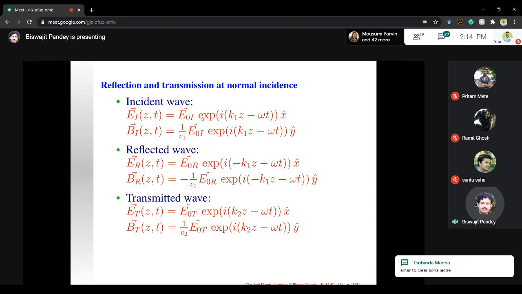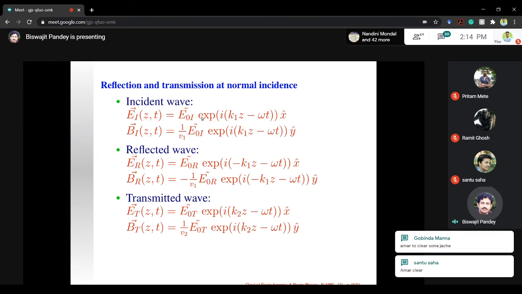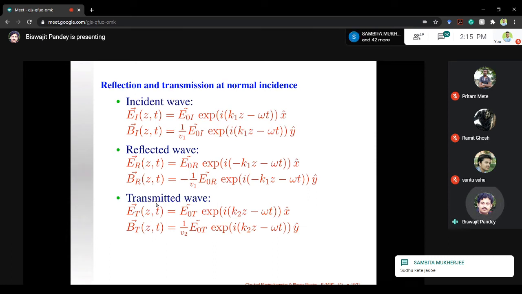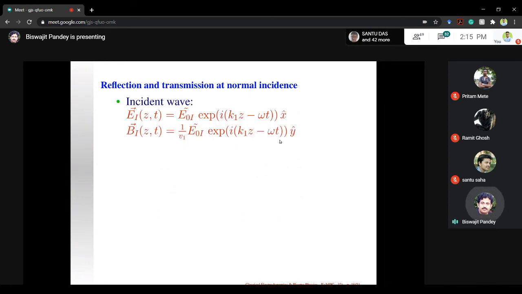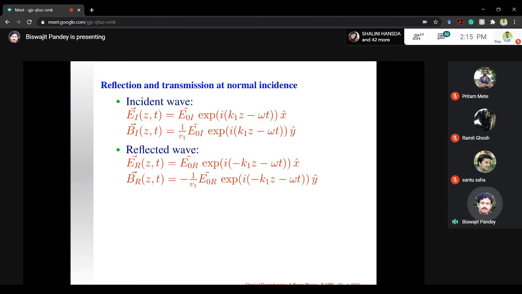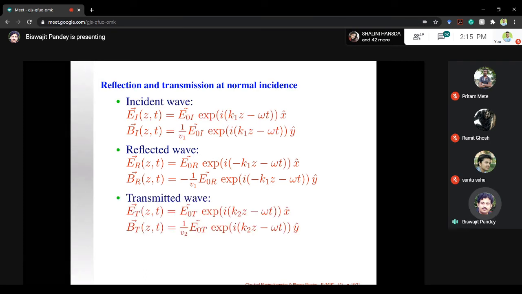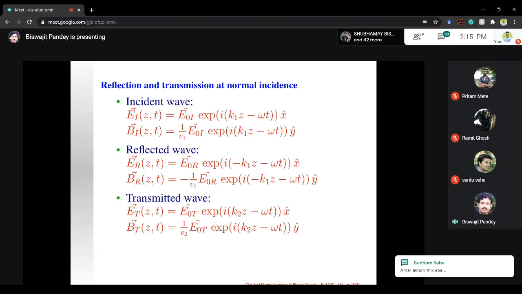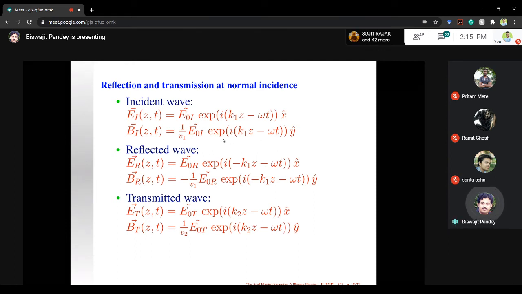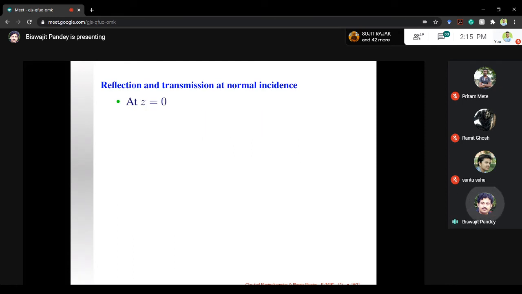So these are the electric field and magnetic field associated with the incident, reflected and transmitted electromagnetic wave when an electromagnetic wave is incident at the interface of two linear media. Once we have the expressions for the electric field and magnetic field for all three components, we can straightaway go to the boundary conditions which we obtained from Maxwell's equations and plug in these expressions to see what happens. So let us first look at the first boundary condition.